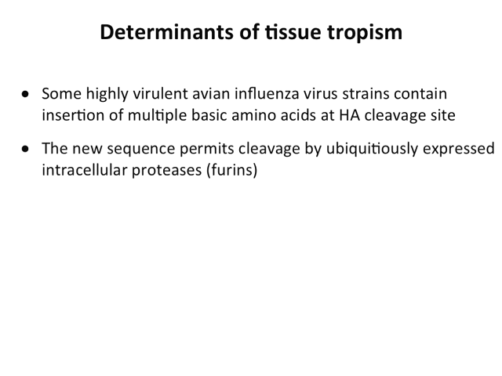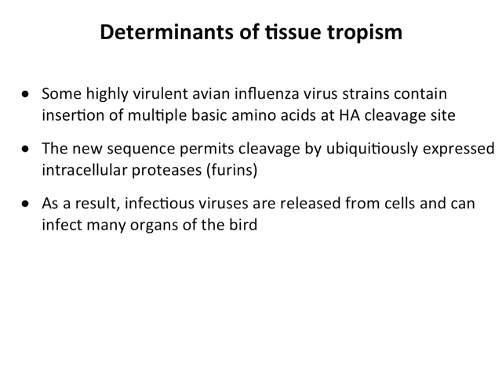And what that does, it lets the virus be cleaved by ubiquitous proteases. That is, proteases that are in every cell in the bird. So the flu viruses in birds can replicate everywhere because every cell has the protease to activate the HA. That's why these, in part, are particularly virulent. So the viruses can infect multiple organs of the bird.